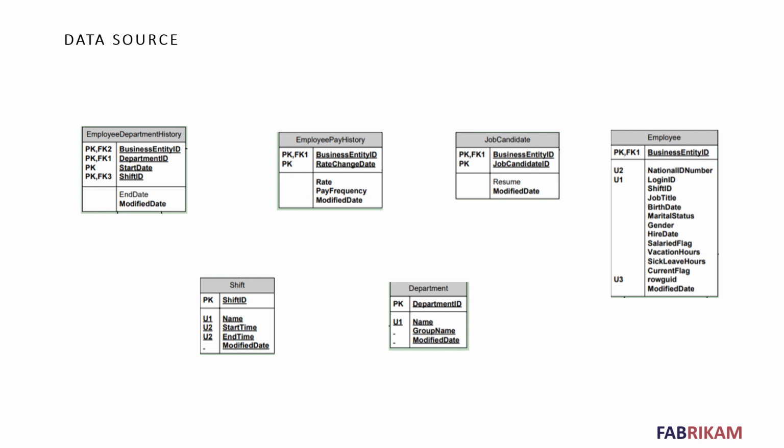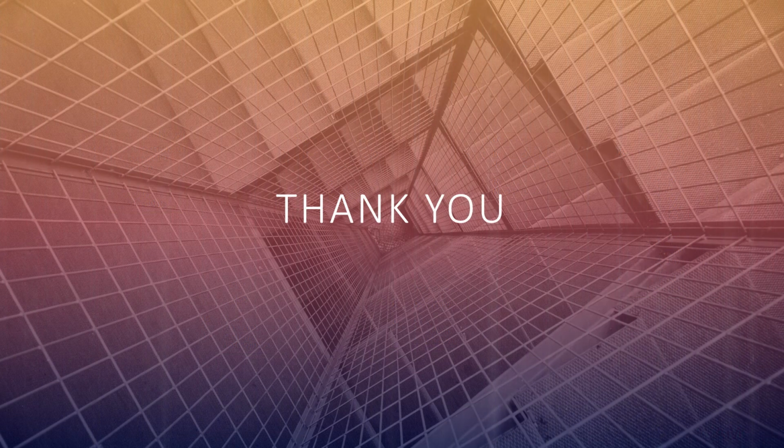And then current flag is varchar or categorical. And then row ID is integer or numerical. And then the last one, modified date, is an interval or date. That's all the explanation for this slide. I hope you can learn from it.